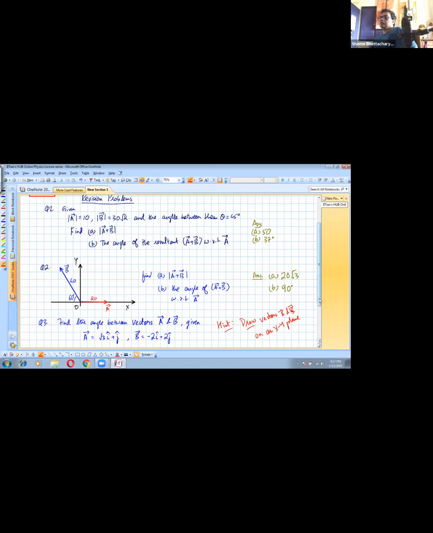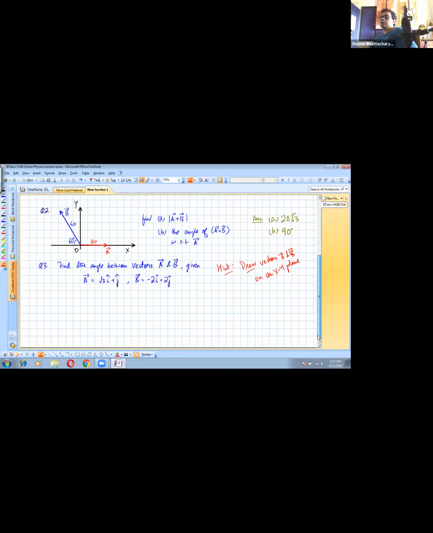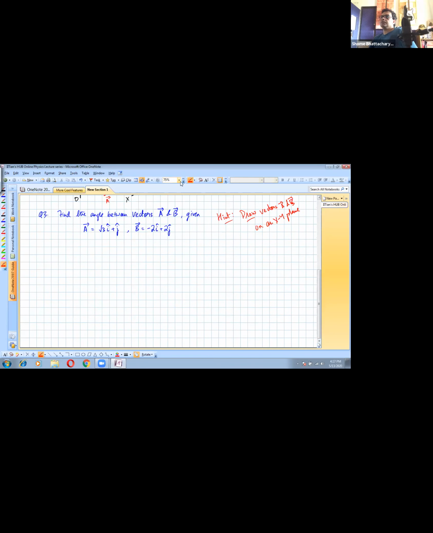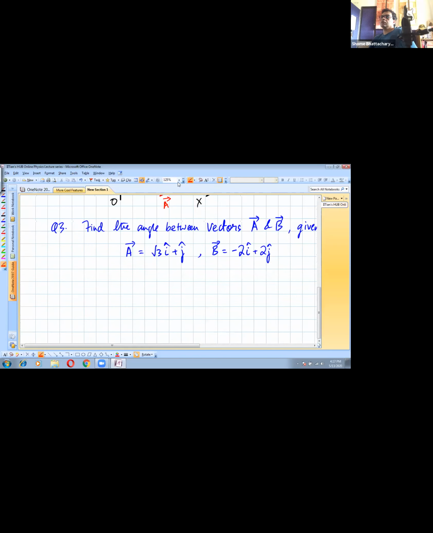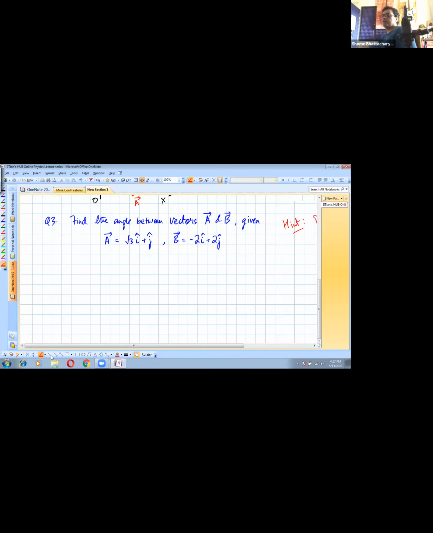Okay, so while people are working on the third question, those of you who are doing that, let me explain the first question in detail. So first question, we have two methods of working it out actually. Whichever method you find suitable at this stage is fine.